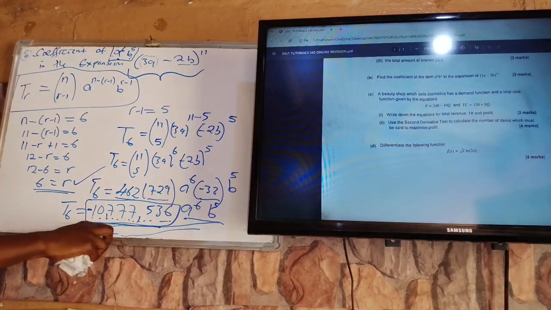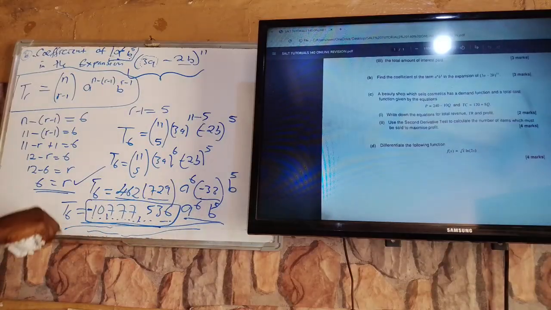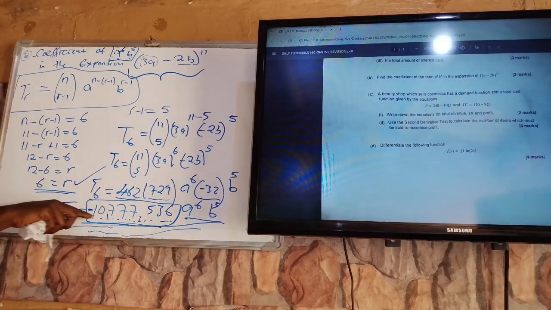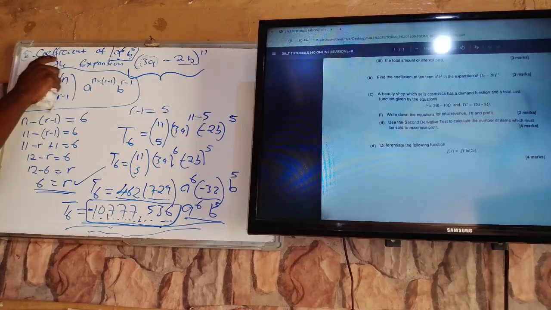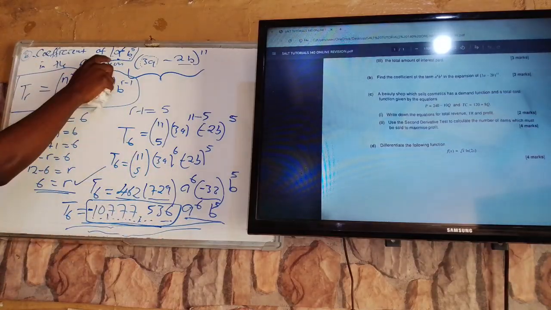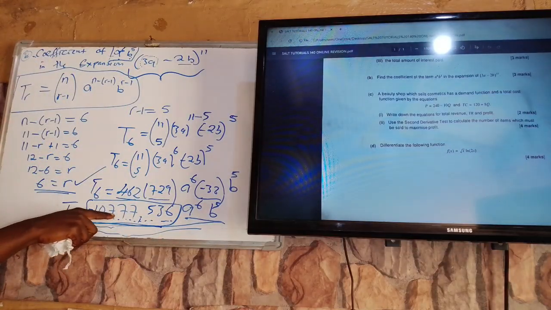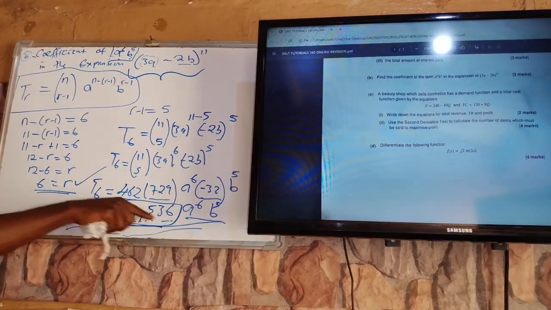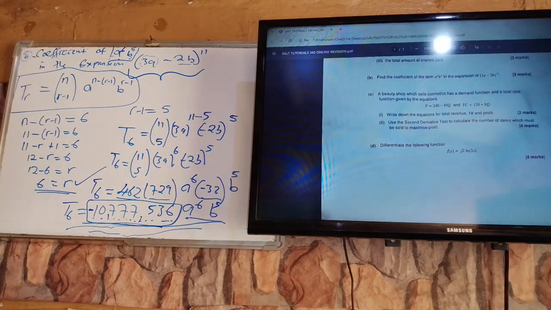On the 6th term, you are going to have this one. And then the coefficient you're just talking about is this one. The question says what is the coefficient. So therefore the coefficient of this is negative 10,777,536. This is the coefficient which they wanted. We are okay. Let's go to question number 6.